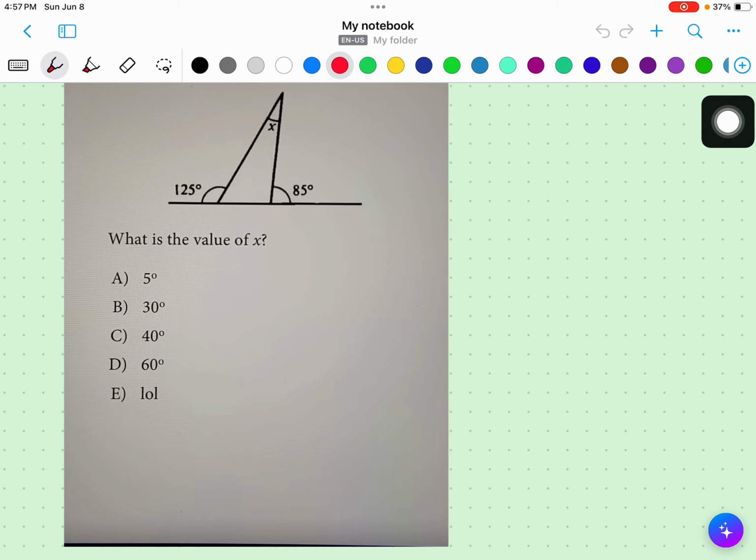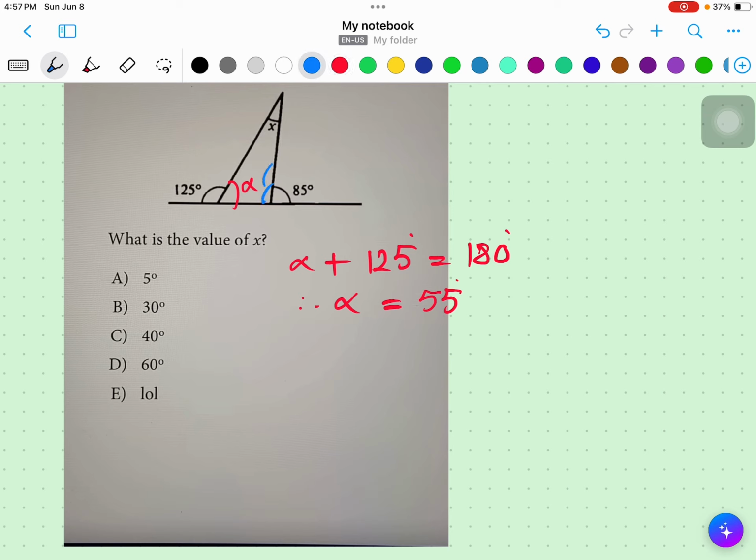First, we must know this angle. We can name this angle alpha. Alpha plus 125 degrees equals 180 degrees. Therefore, alpha is equal to 55 degrees.